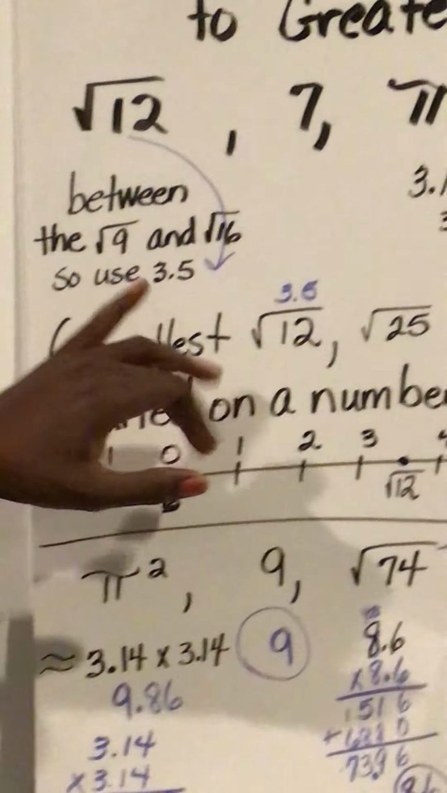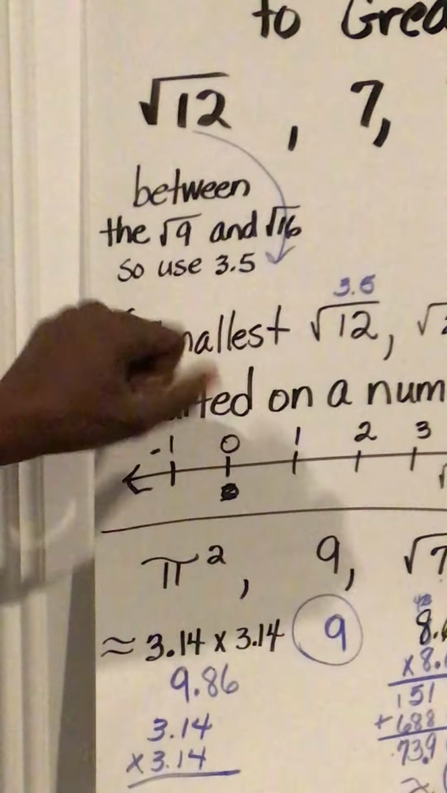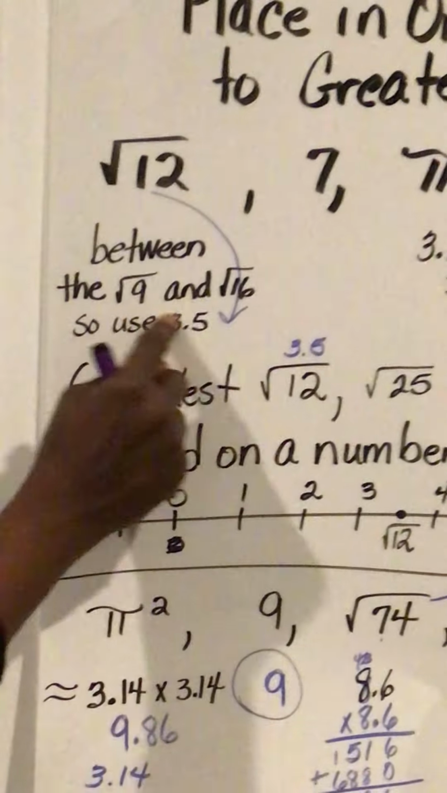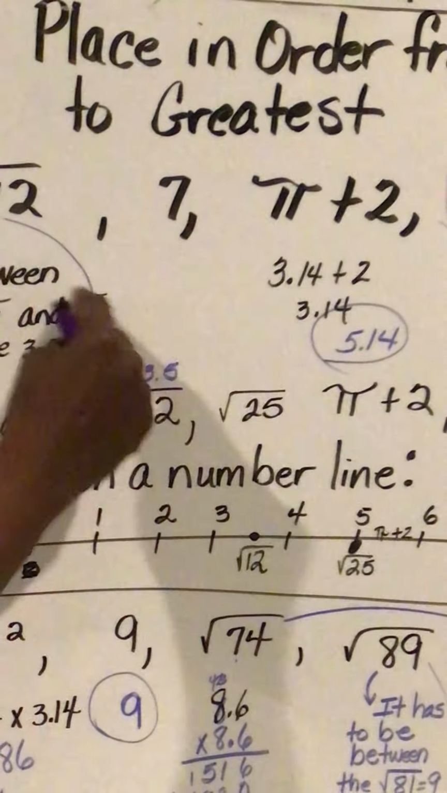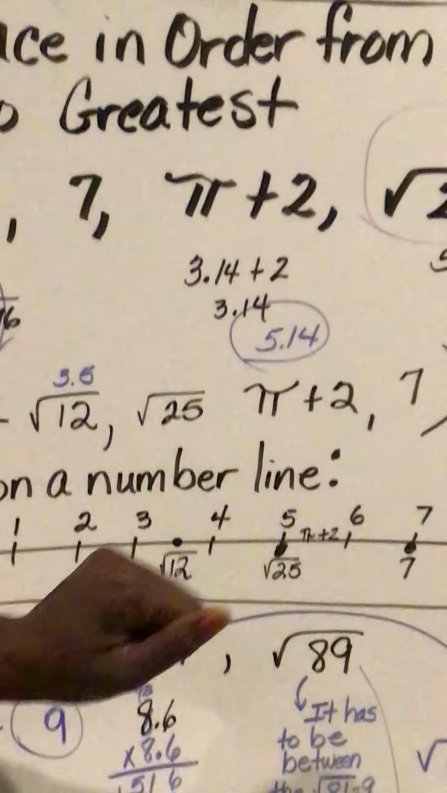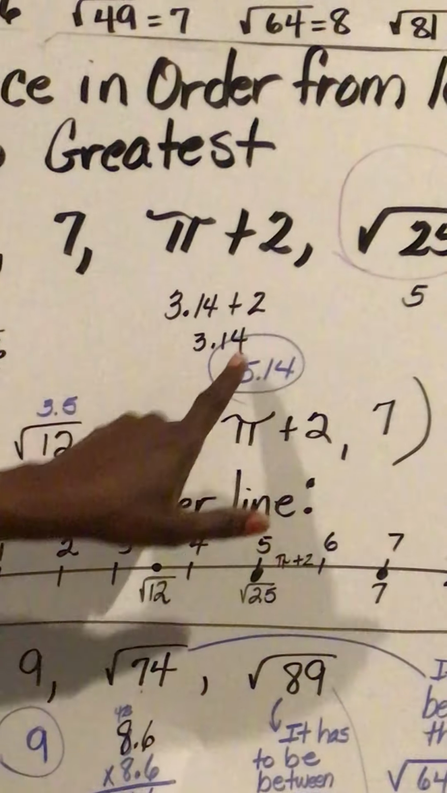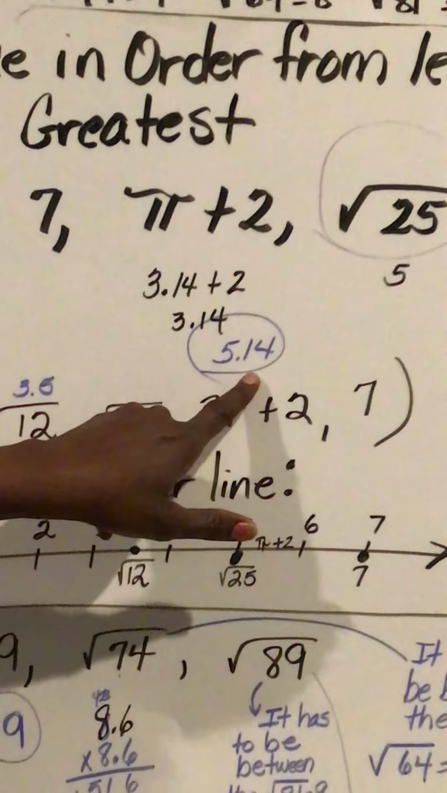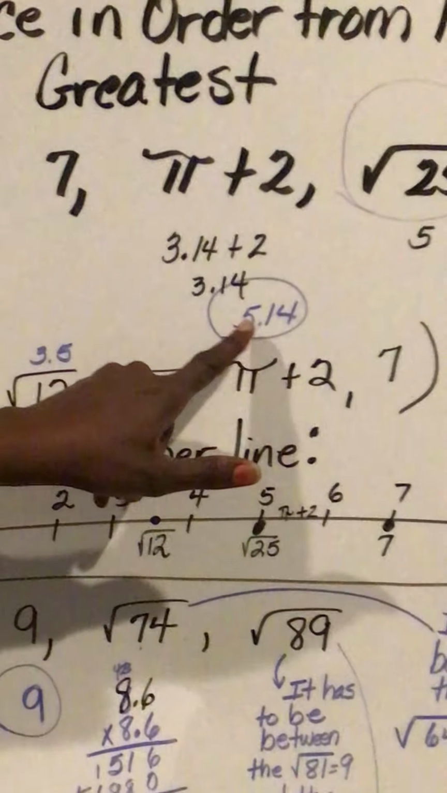Yes, ma'am. 3.5, again, that is a close range. So we're going to just hold on to that thought. We're going to keep the 7 because it's a whole number. There's nothing we need to do with that. Remember, we're ordering these. Then we've got 3.14 plus 2. We know pi is 3.14. So we're going to add 2 to it. 3.14 plus 2 is going to give us what? 5.14. When you put that in your calculator, 3.14 plus 2 is going to give you 5.14.